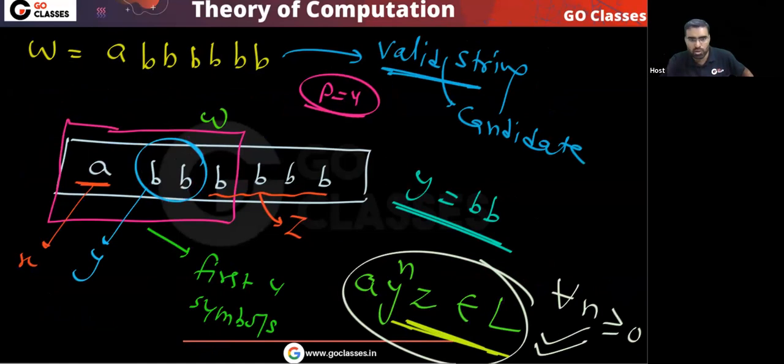So now tell me, what is the final conclusion? Can I say that this magical number works? Is the pumping lemma satisfied or not? No. You have to check for all strings. Every candidate string must be pumped. Please understand, so far we have checked only one string, W equal to ABB, BB.